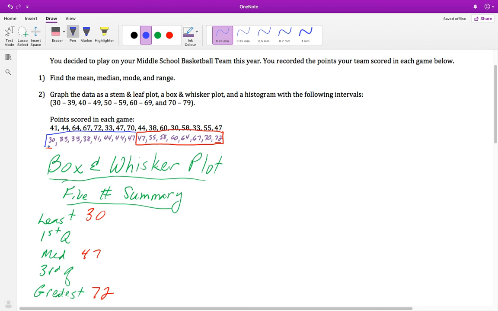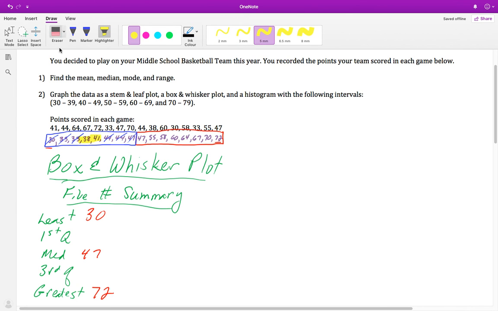groups. All right, we have our lower half, which is in blue, and we have our upper half, which is in red. And now we need to go ahead and find the median of those groups as well. So I'm just going to cross this out. I'm going to cross out the 30 and the 47. I'll cross out the 33 and the 44. I'll cross out the 33 and this 44. Now, if I try to cross out 38, I'd have to also cross out 41.